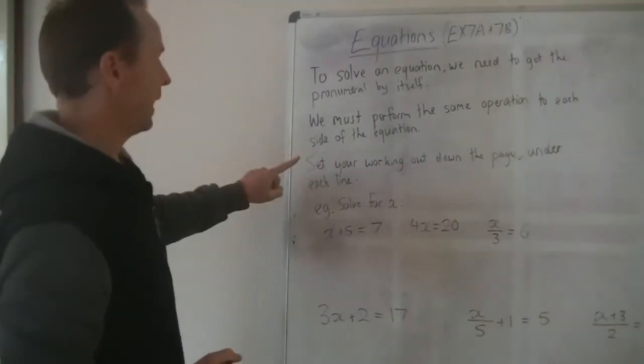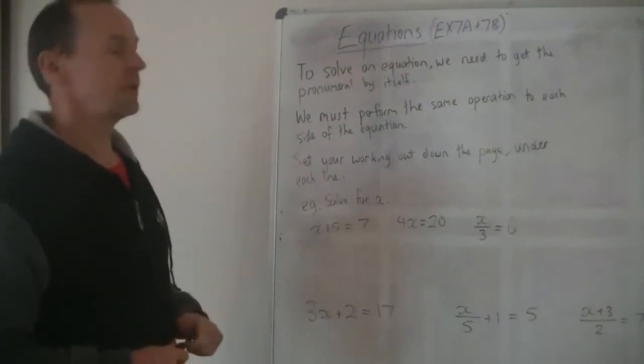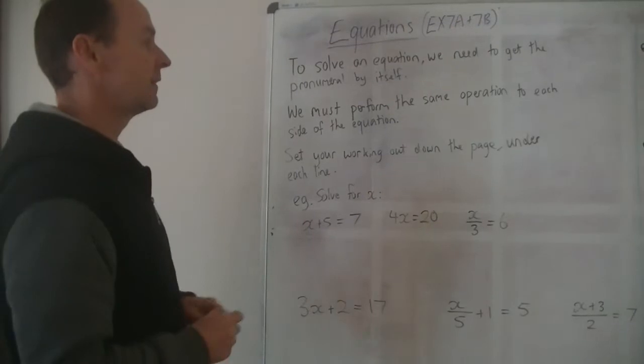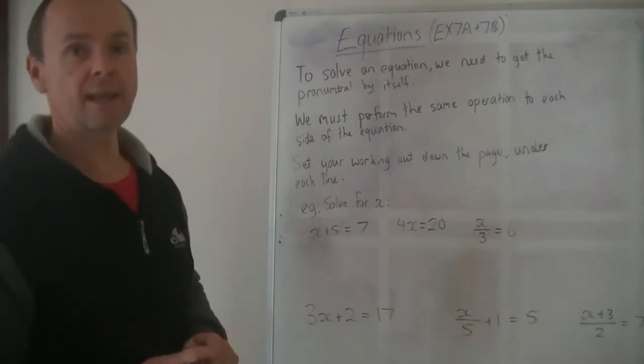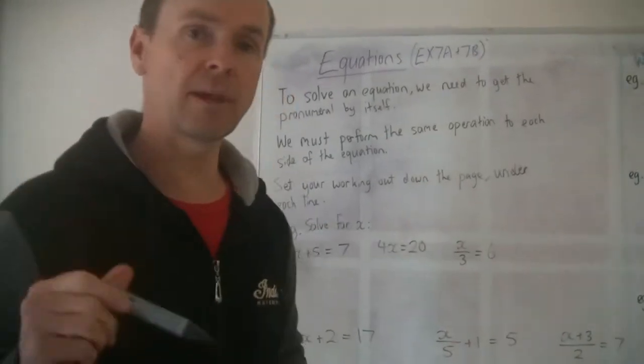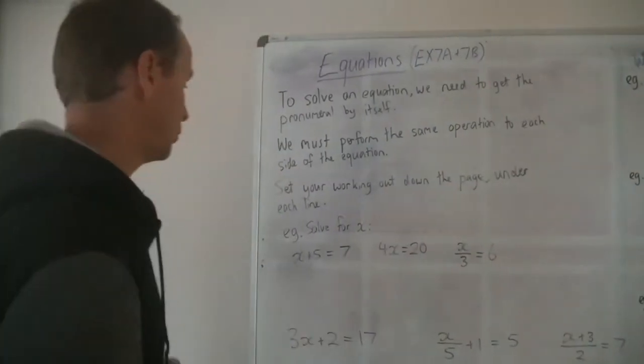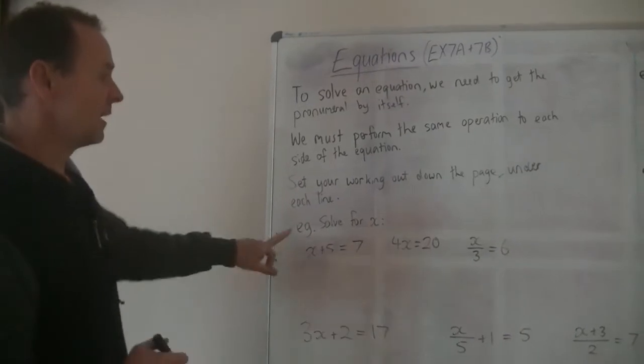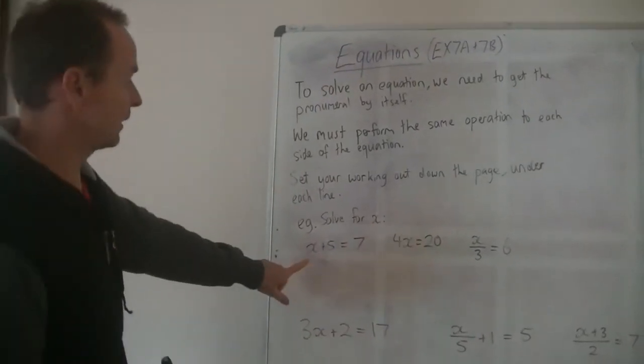get an answer. And the other thing is, set your working out down the page nice and neatly. That is key for this, and do not skip steps. You must show each step of working out, and then you'll be able to do any of the hardest problems. So, revision from year 7. So let's look at this one, everyone.